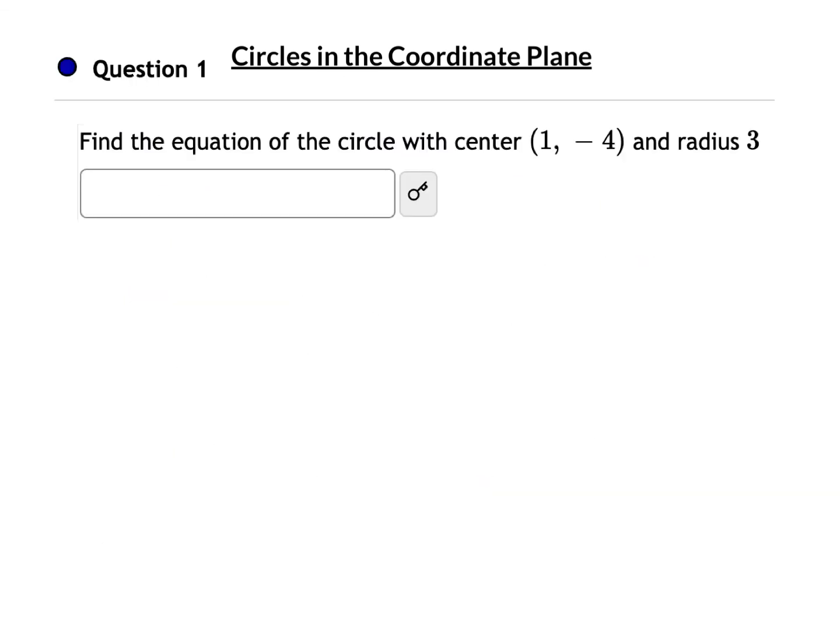The rest of this video is questions from your assignment. Find the equation of a circle with center 1, negative 4, that's your h and k, and your radius is 3.